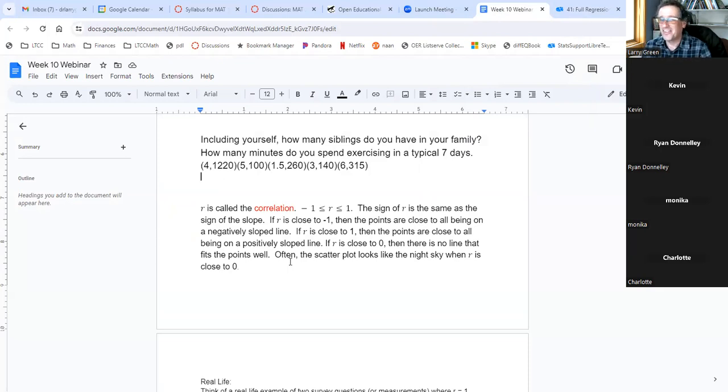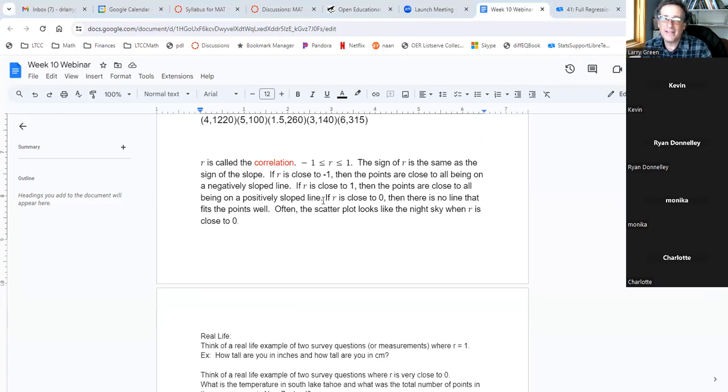If you live in San Francisco and LA, you may never have seen stars. But in Tahoe, we have beautiful stars when there's no clouds. And there isn't any kind of line that those points are close to. Does that make sense? So that is an example. The night sky is, I think, the best example. We're going to have an R that's really close to 0.